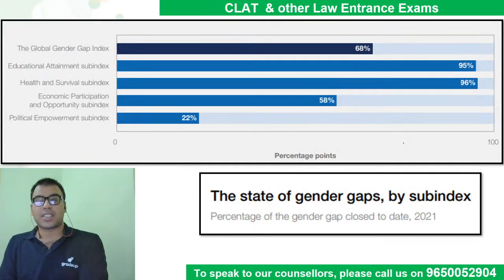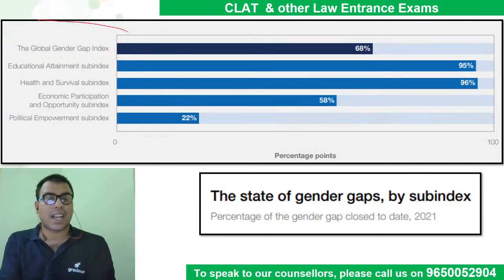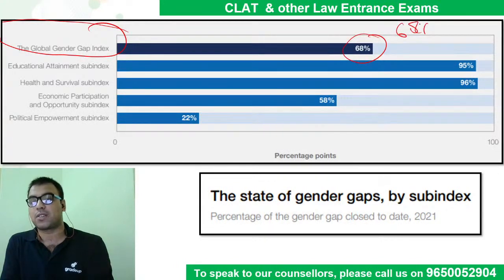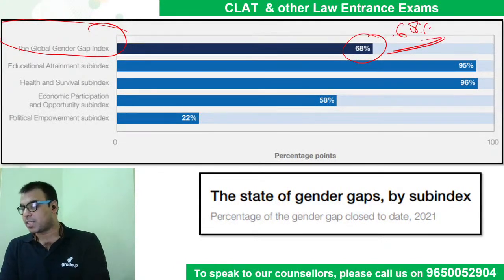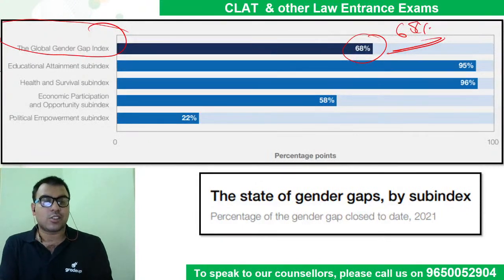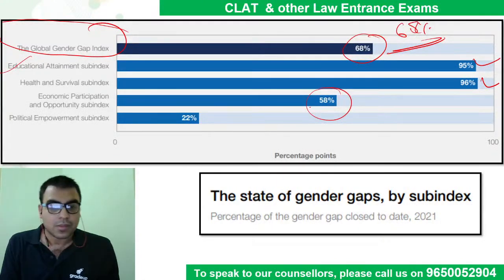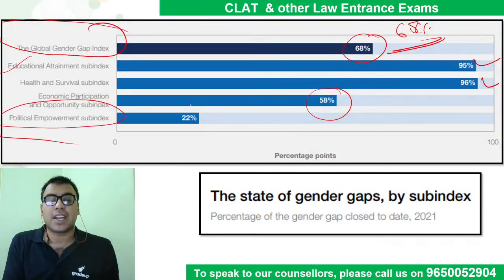Now, this is, you can say, the global gender gap, and the total world's performance is 68%. It is not a very good performance. Okay. And the rest four, you can say educational attainment is 95%, which is good. Health and survival is also good. Economic participation is okay, it's fine, 58%. Political empowerment is very less, 22%.